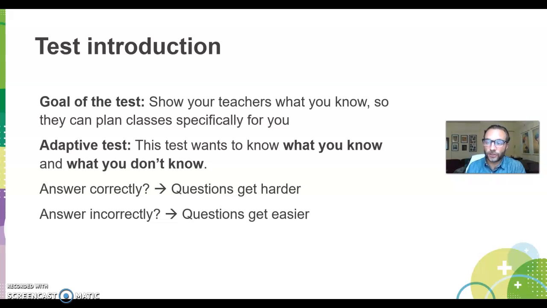So first things first, what's the goal of this test? The idea here is that we want to make sure that your teachers know what you know, so that they can use that information to plan your classes specifically for you. To that effect, this is what's known as an adaptive test. Because the test wants to know what you know and don't know, it will change difficulty based on your answers to questions. So if you get something right, the test is going to get harder. If you get something wrong, the test is going to get easier.